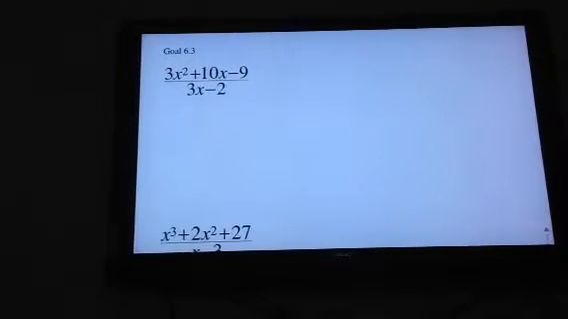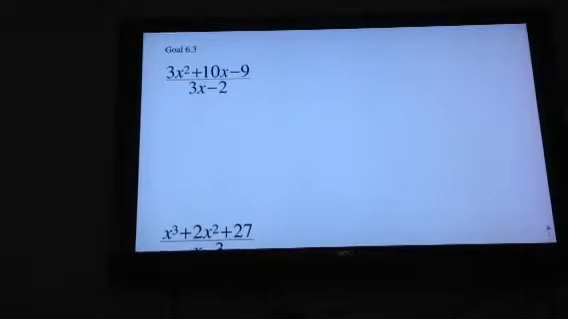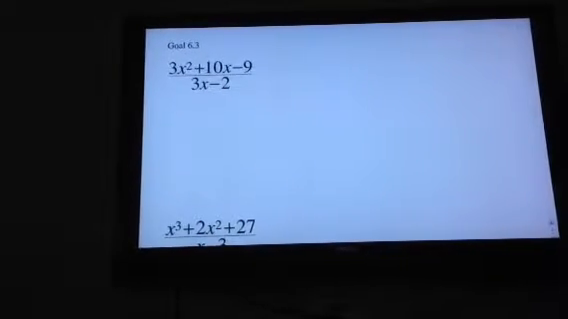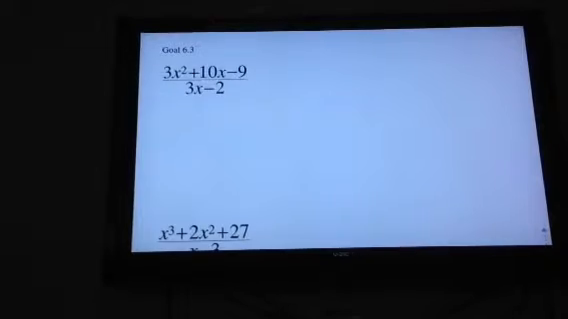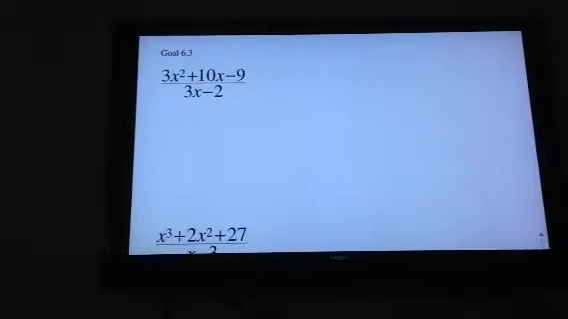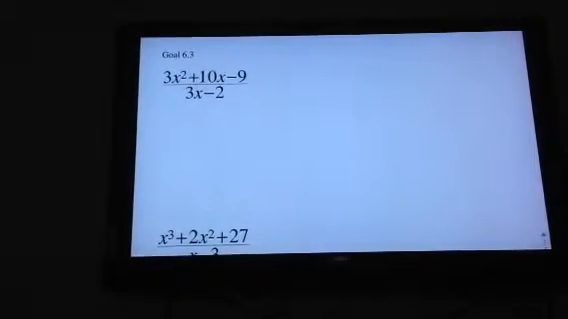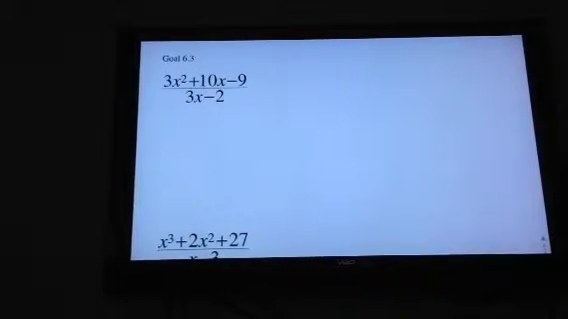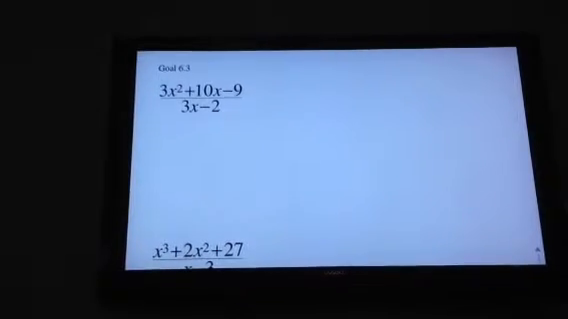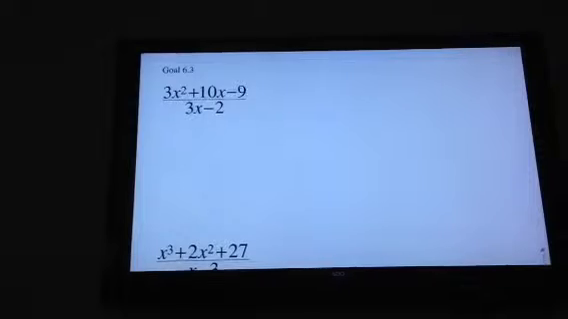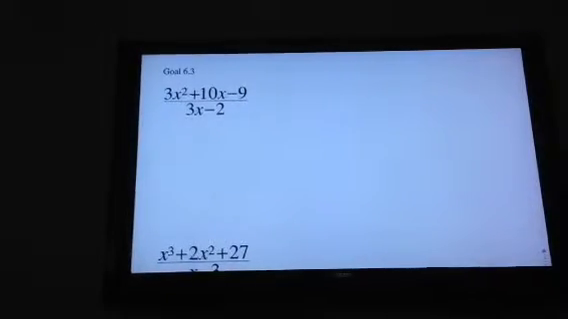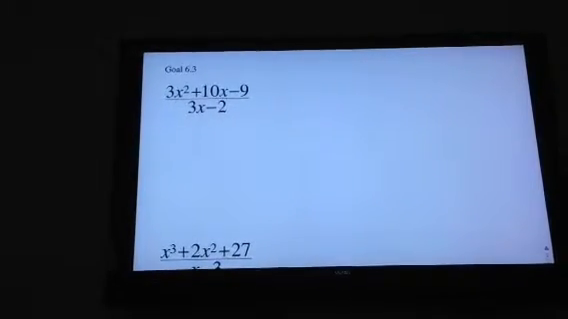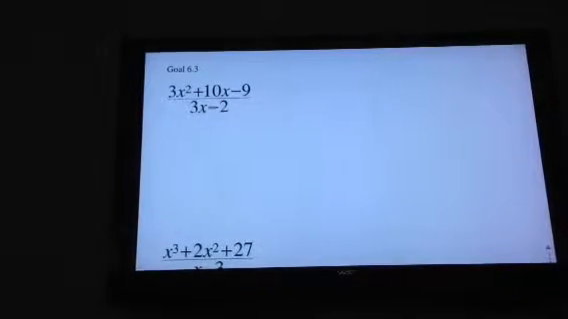So one of the methods is to use long division, and that's what we're going to learn today. This is probably the most complicated of them. You can also use something called synthetic division sometimes, and that's what we're going to learn in Goal 6.4. I love synthetic division, actually, and what you can do with it. So you'll see that next week.